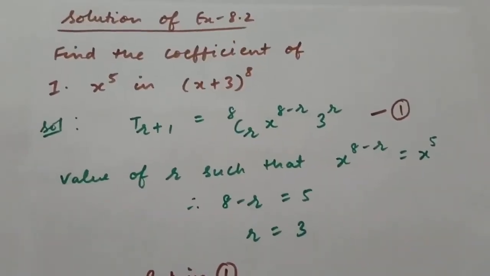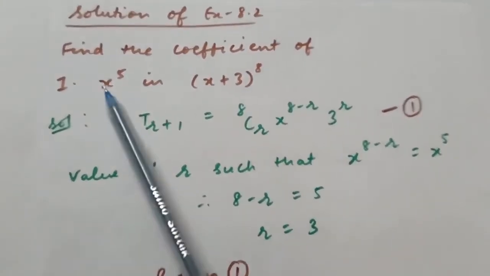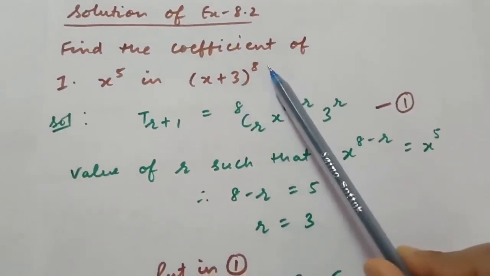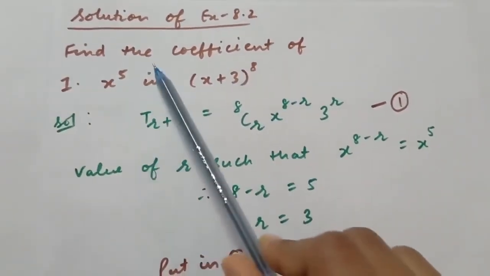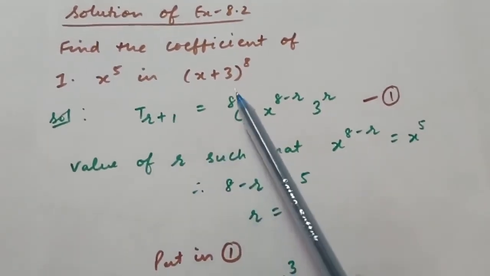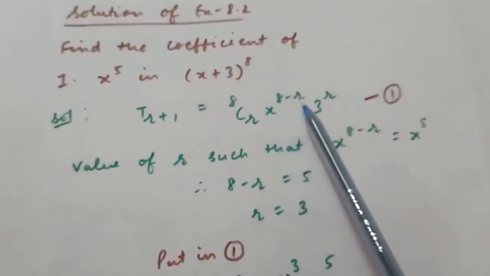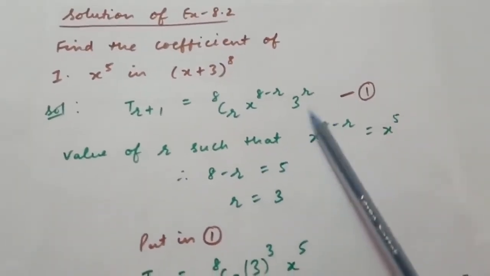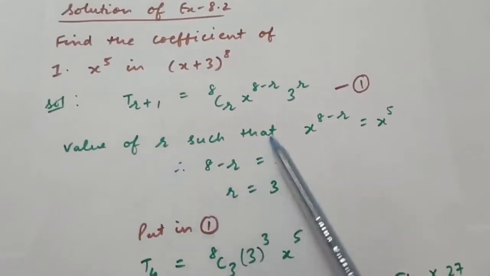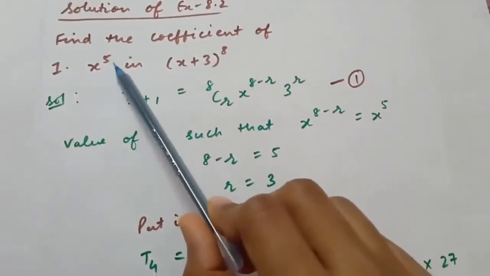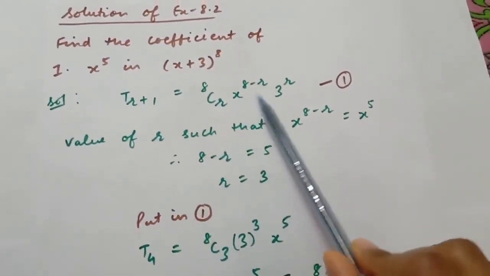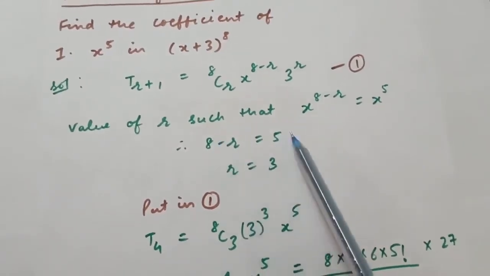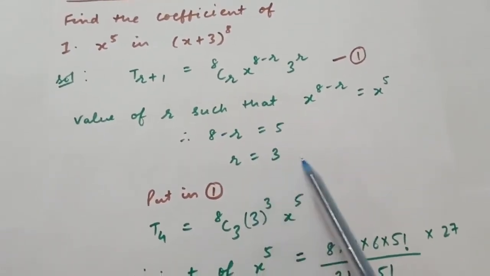Solutions of exercise 8.2. Find the coefficient of, first, x raised to the power 5 in (x plus 3) whole to the power 8. So to find the coefficient, first of all find the general term, which will be 8Cr x raised to the power 8 minus r and 3 raised to the power r. Now we have to find the value of r such that this term is equal to x raised to the power 5. Therefore 8 minus r is equal to 5 and the value of r is 3.